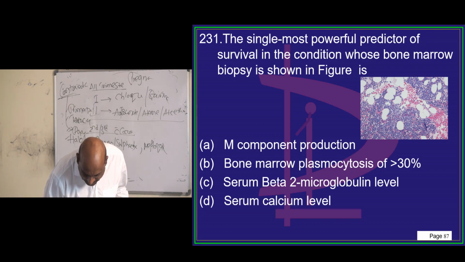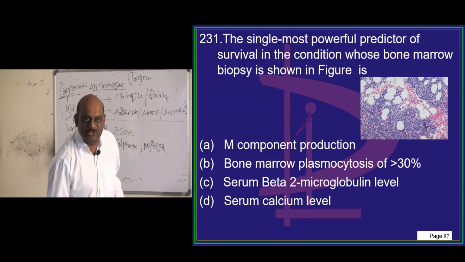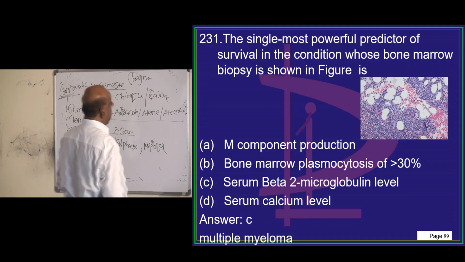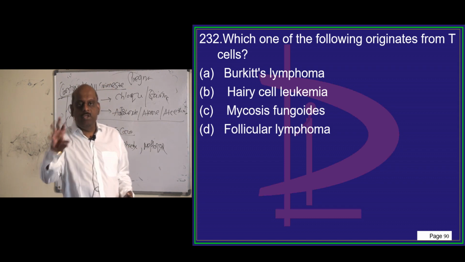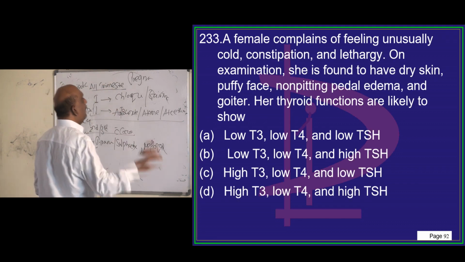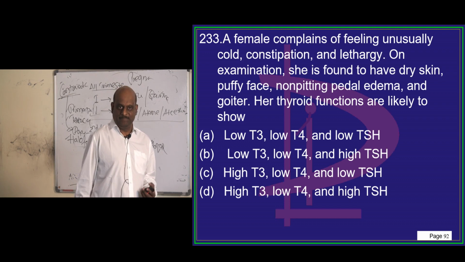Jitendra thought leukemia. And another friend of us thought it as Burkitt's, no sir, plasmacytoma, right? Multiple myeloma. Which of these originate from T cell? Mycosis fungoides originate from T cell.